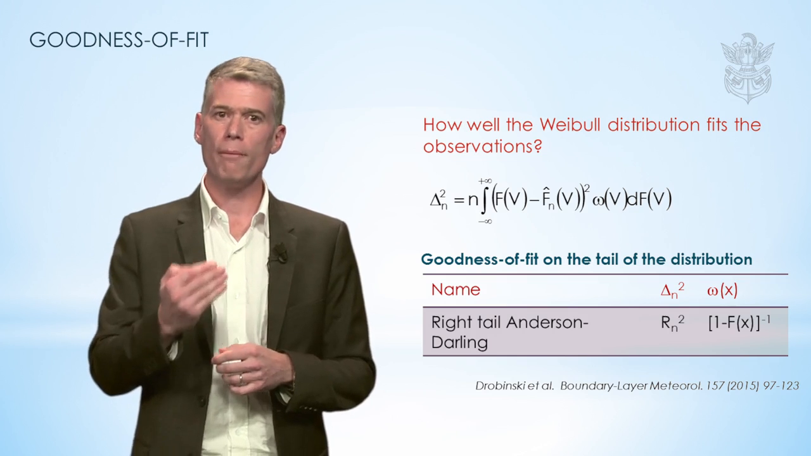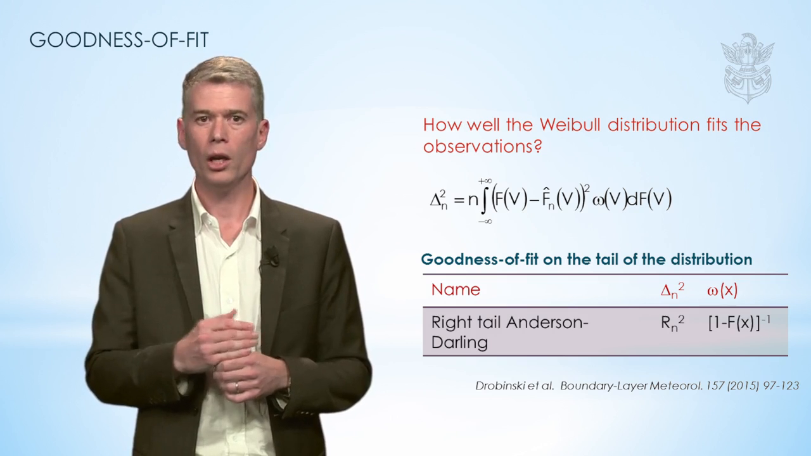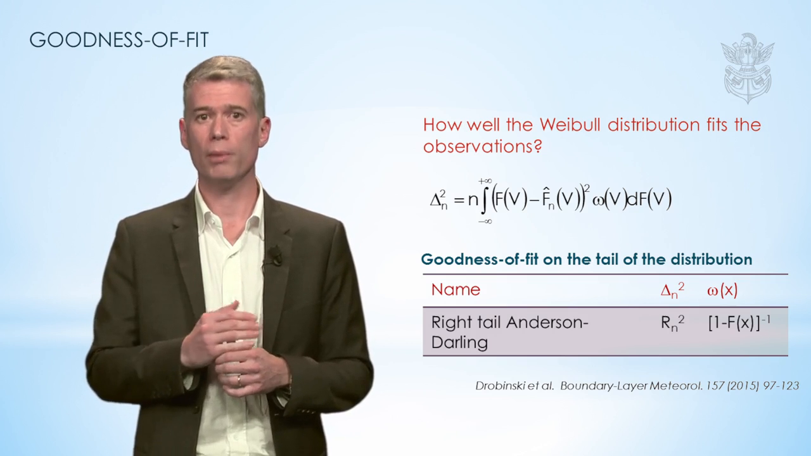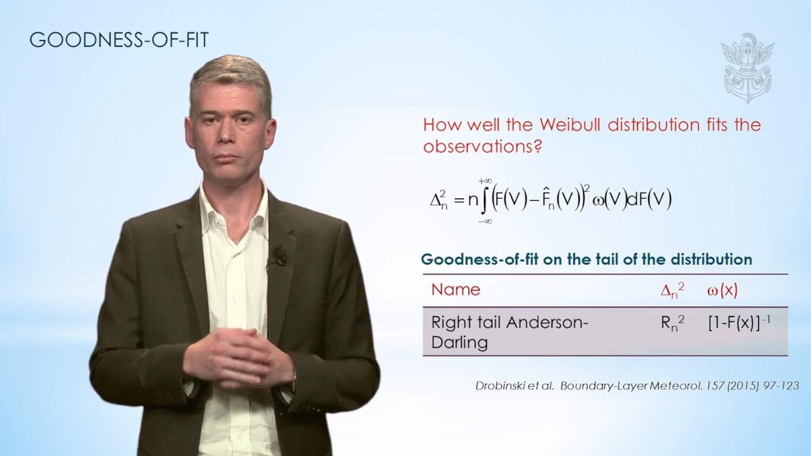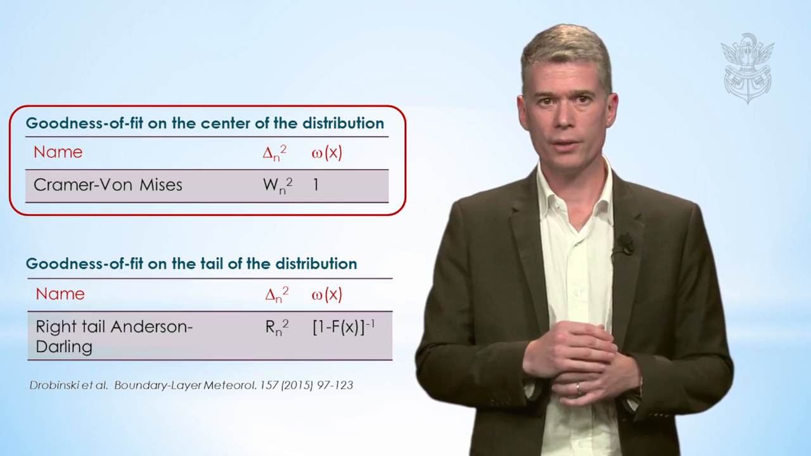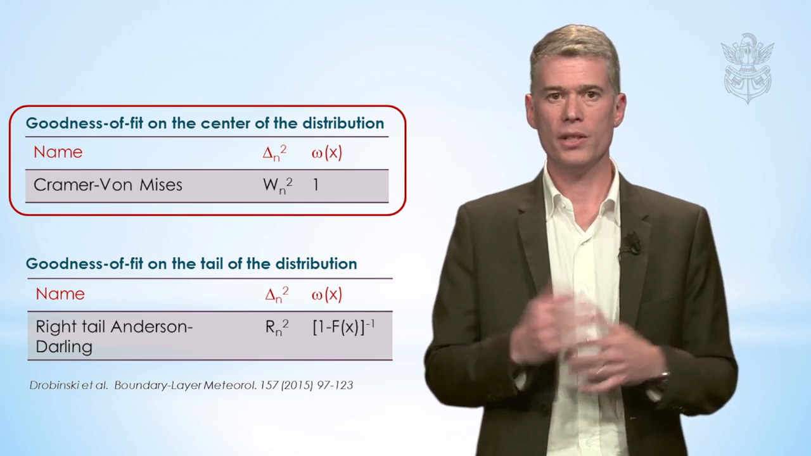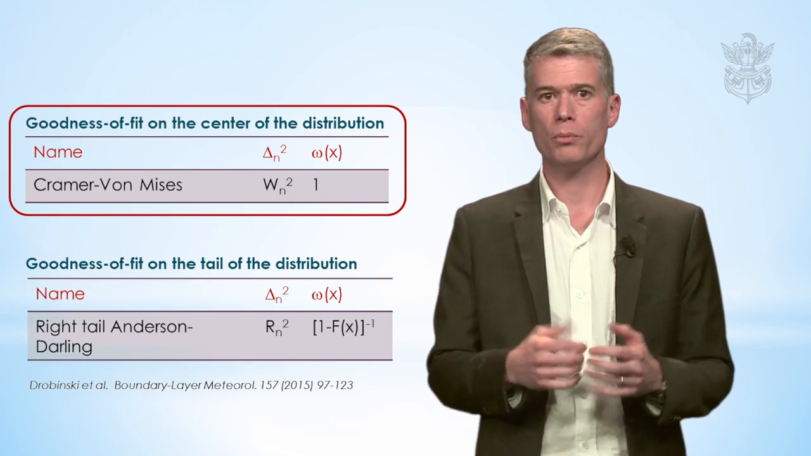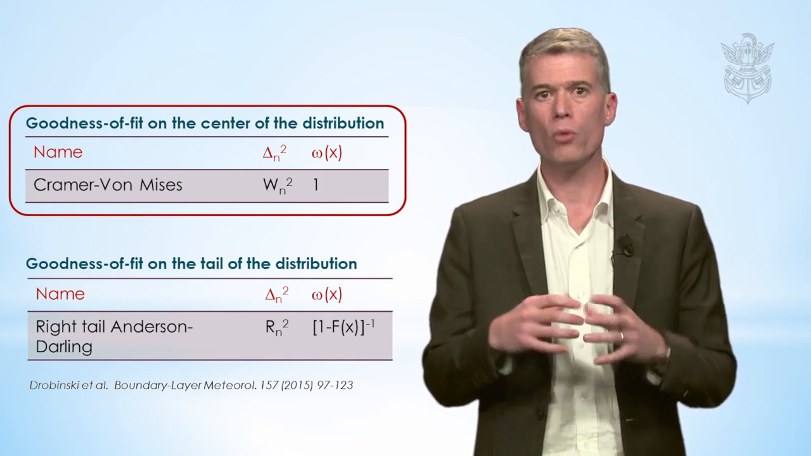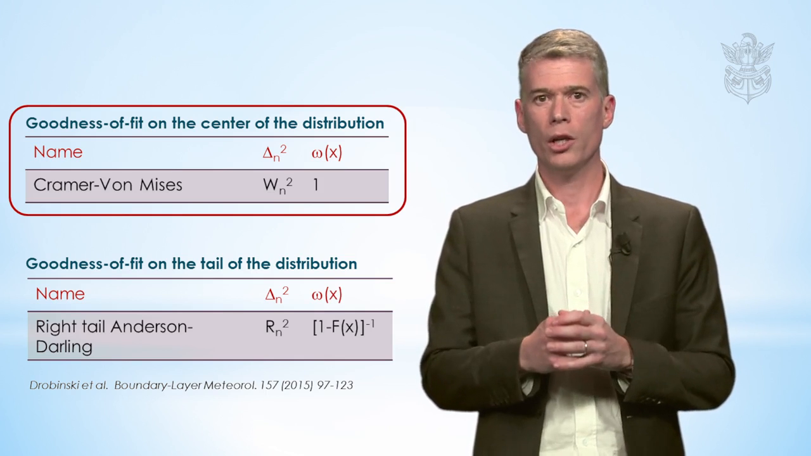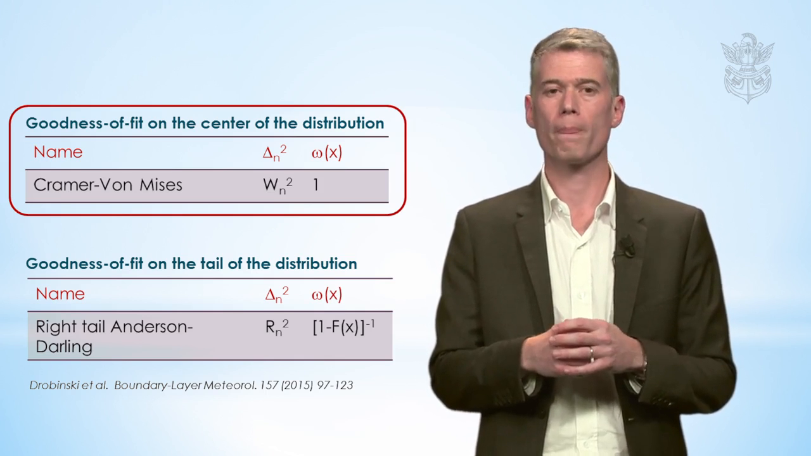To put even more emphasis on the extreme winds, a right-tail Anderson-Darling of second degree exists, which consists in replacing the exponent of the denominator of omega by 2. In the wind energy context, the wind turbines must work as often as possible. This makes the center of the wind speed distribution the center of our interest, corresponding to the distribution range around the most probable value. Therefore, in the following, only the Cramér-von Mises score will be shown.